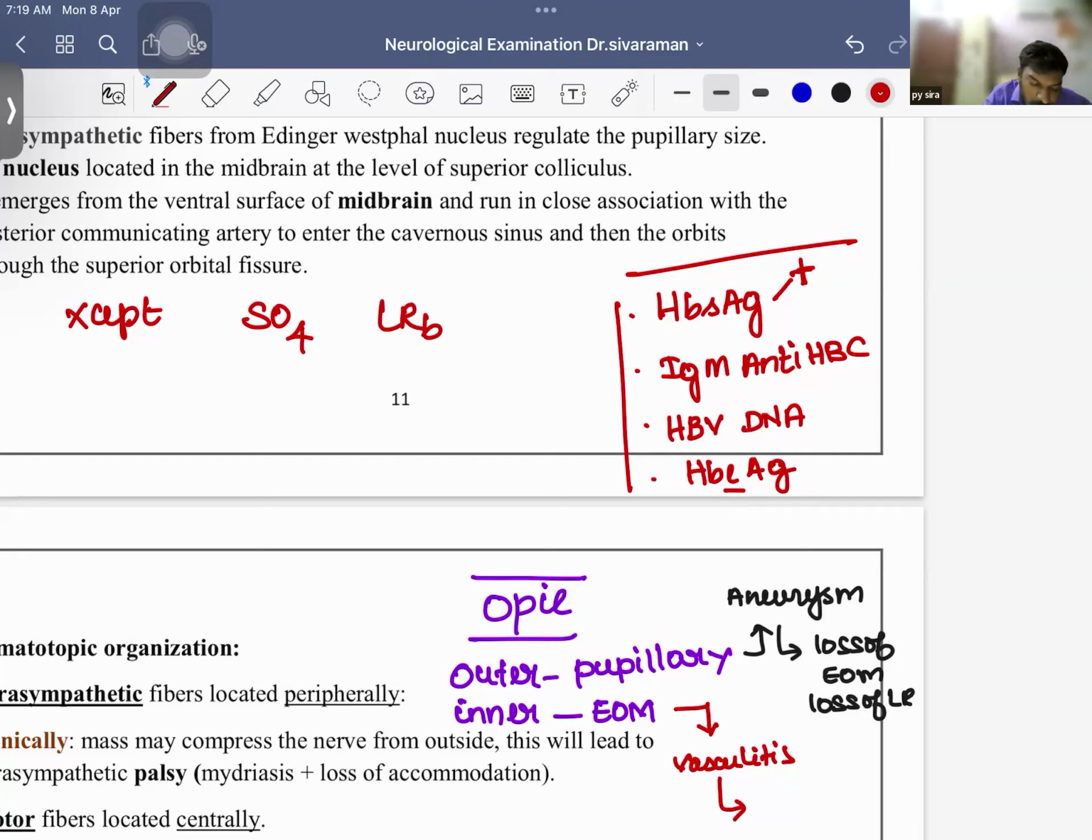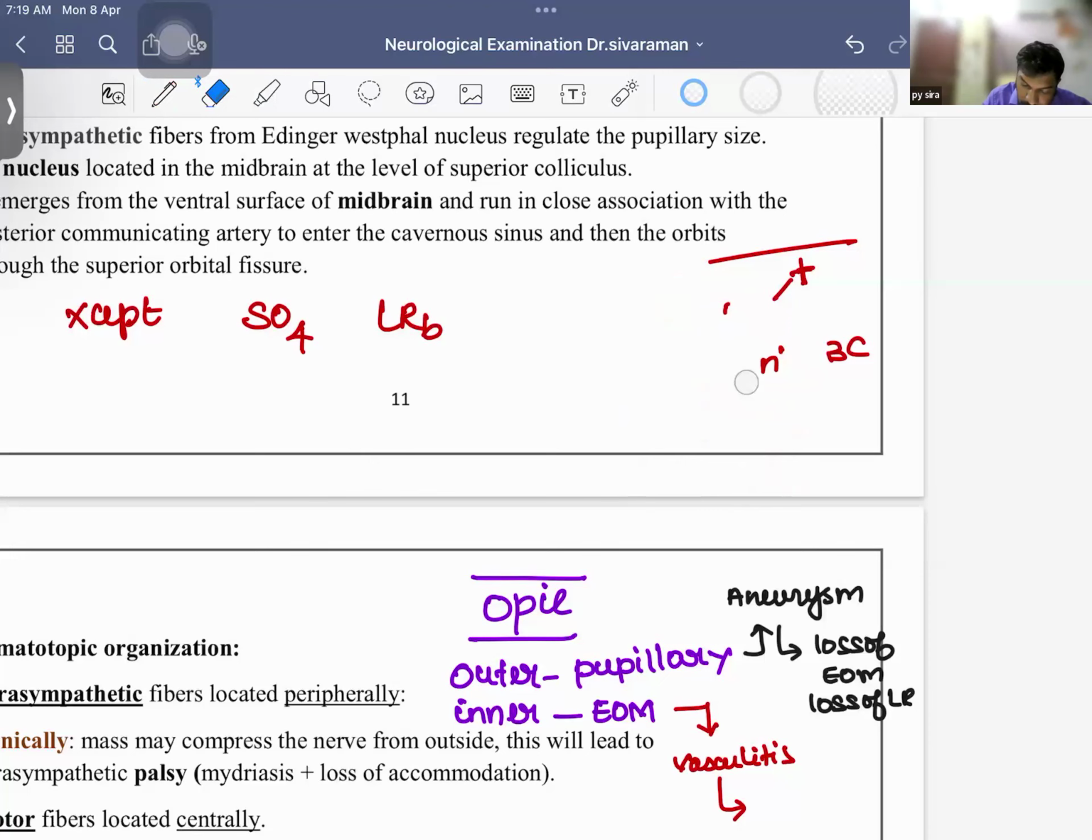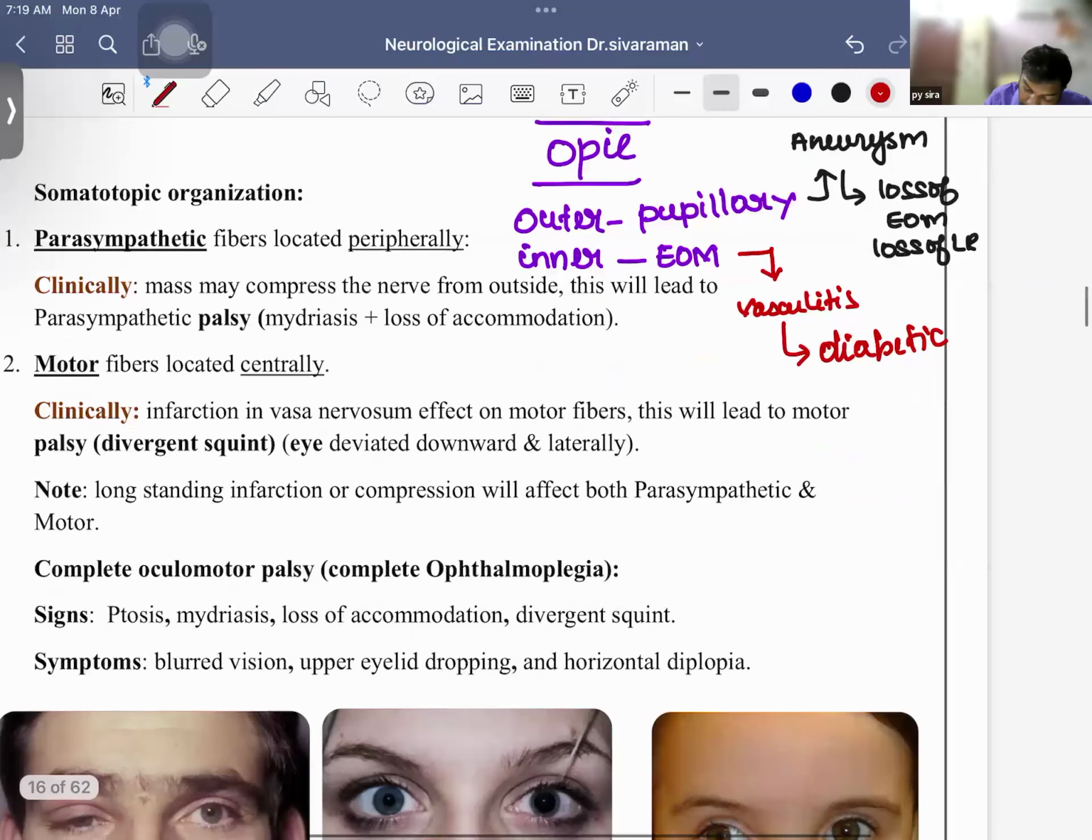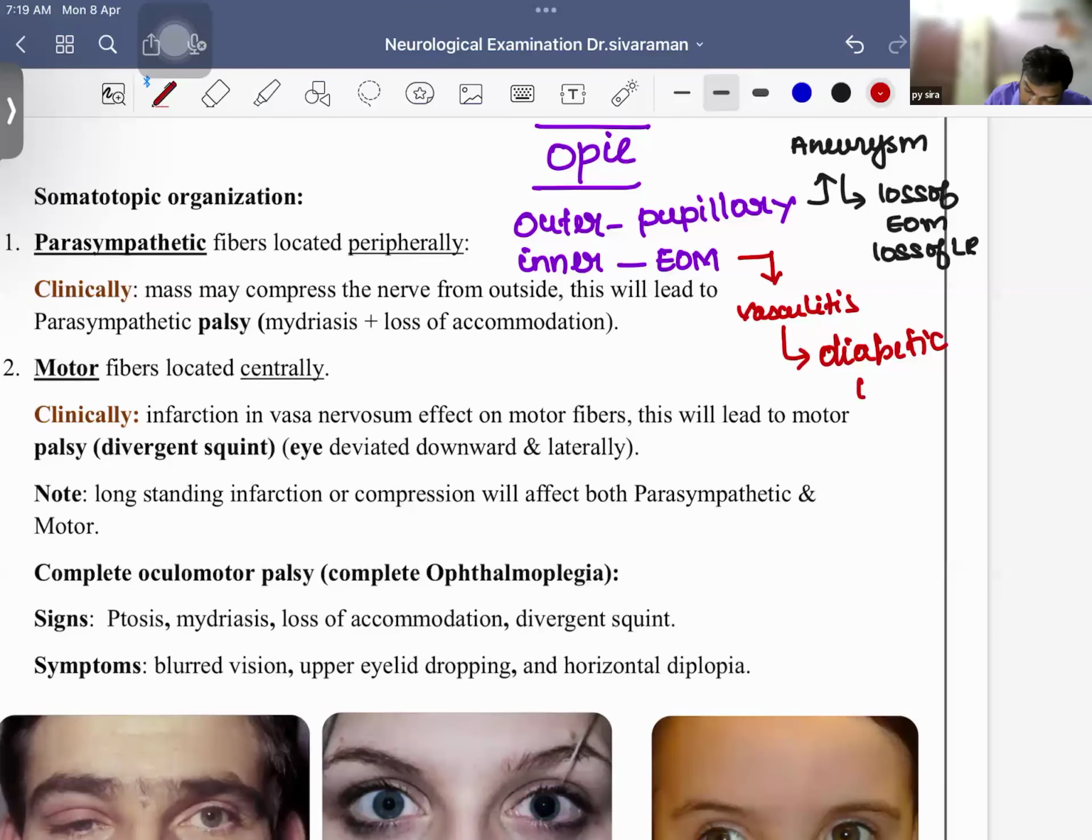Sorry, I just got a call. So this is going to be the thing. This vasculitis is seen in diabetic patients, where the patient will have external ophthalmoplegia but spares the light reflex. It spares the light reflex. This is a very important thing.